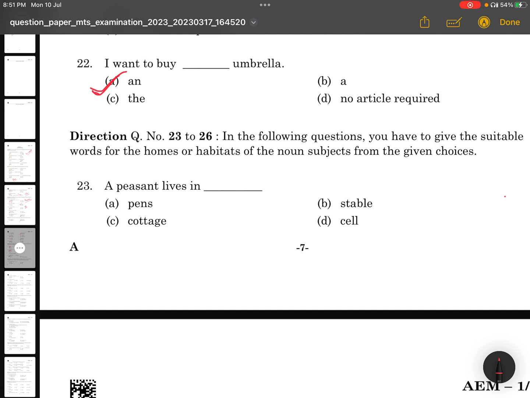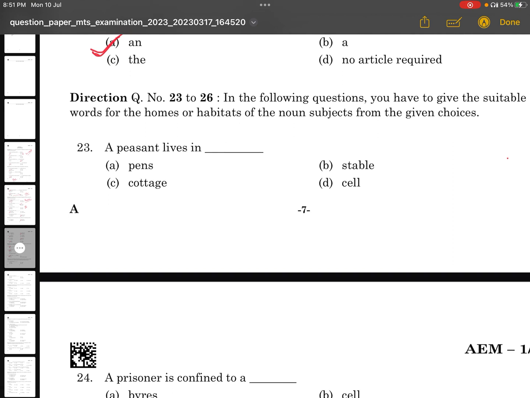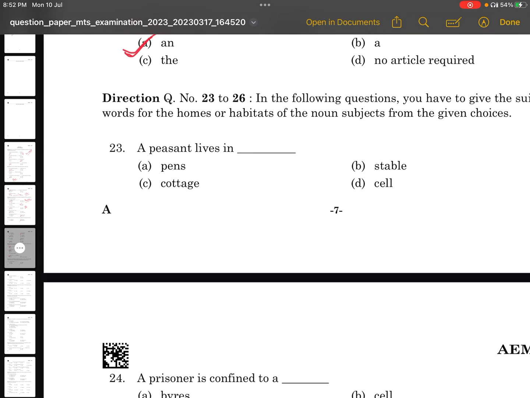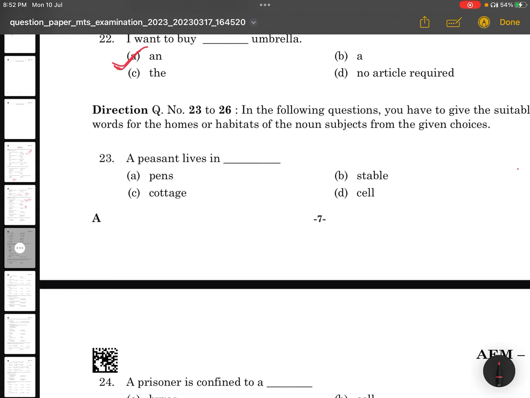In the following questions, you have to give the suitable words for the homes or habitats of the noun subjects from the given choices. The first question is: a peasant lives in dash. It's a very easy question. We know that a peasant lives in a cottage, correct? A peasant lives in a cottage.